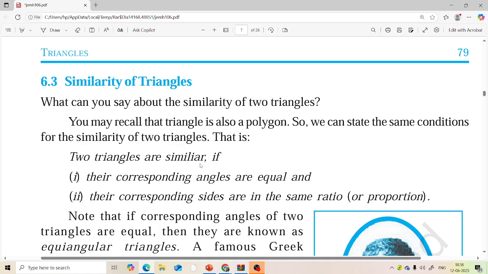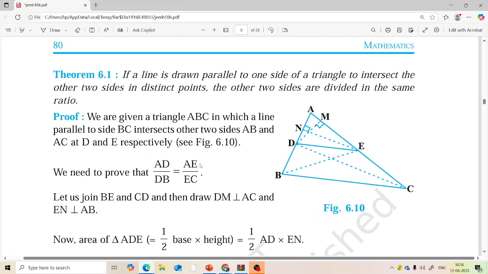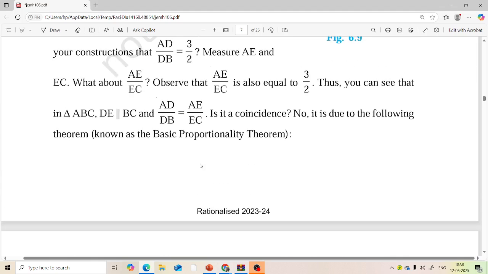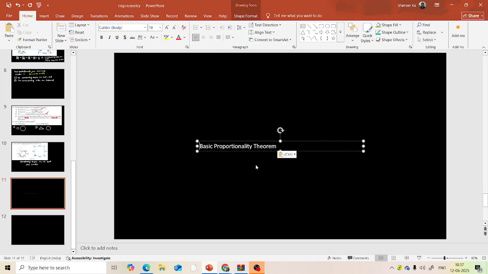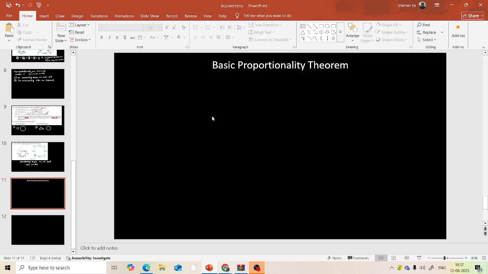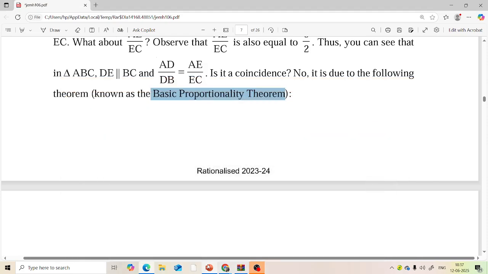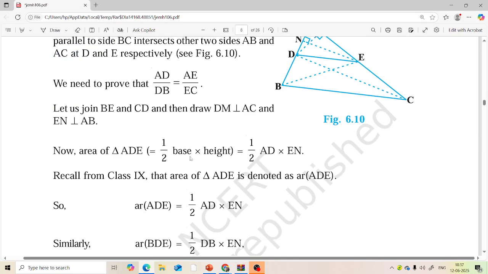Before we learn the similarity of triangles, we will learn a theorem. That theorem I am going to discuss. This theorem we will learn first. We are going to learn about triangles now. We start with a theorem. It is said to be the basic proportionality theorem, short form BPT theorem. Its proof is important. The proof is given here.